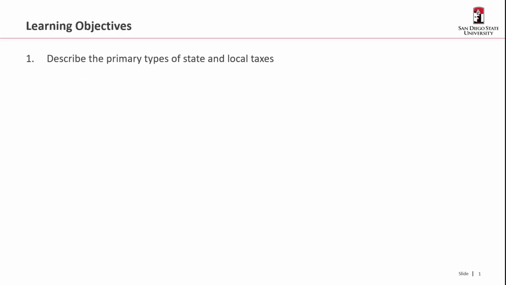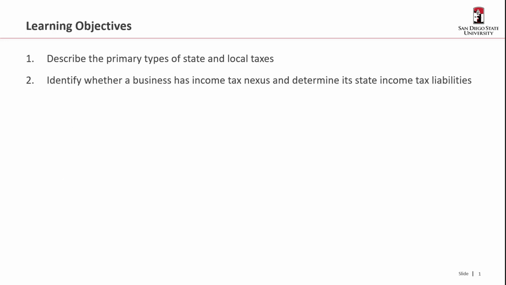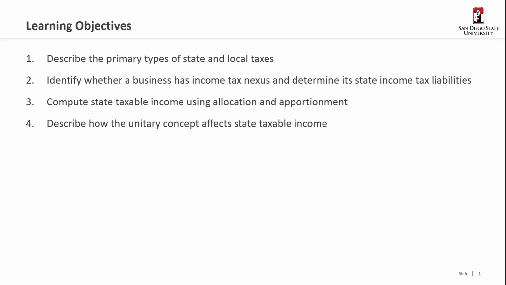Our learning objectives are, we're going to talk about the primary types of state and local taxes, and we're going to spend most of our time, like we have in the rest of the course, on income taxes. We're going to talk about whether a business has income tax nexus and try to determine its state income tax liabilities by computing state taxable income using both allocation and apportionment. And lastly, we're going to discuss the unitary concept and how that affects state taxable income.